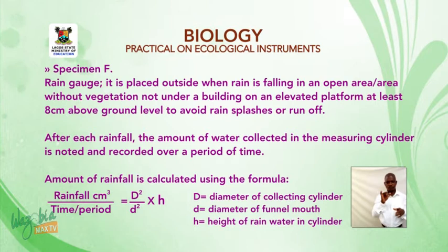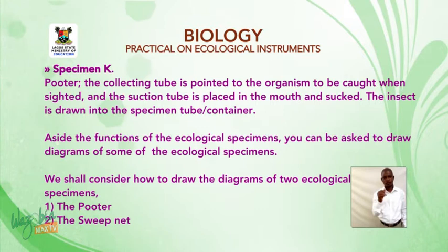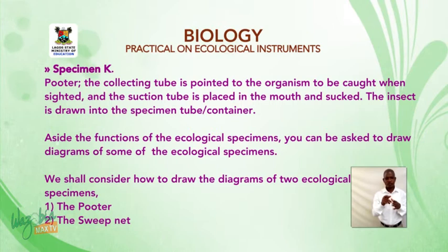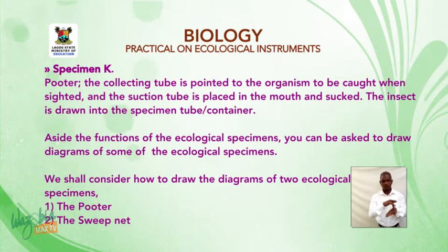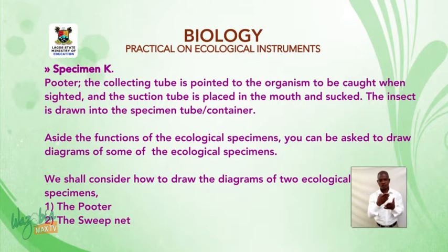Specimen K, putter. The collecting tube is pointed to the organism to be caught when sighted, and the suction tube is placed in the mouth and sucked. The insect is drawn into the specimen tube or container.